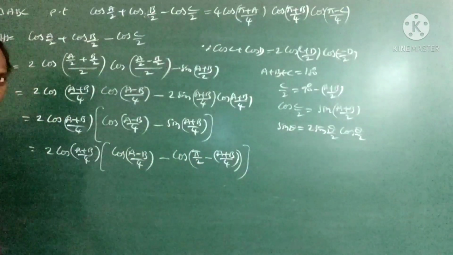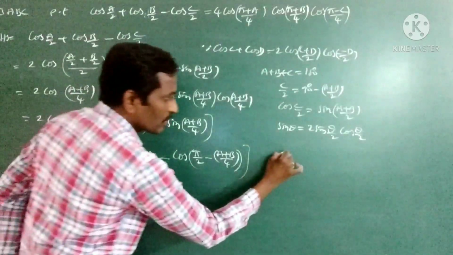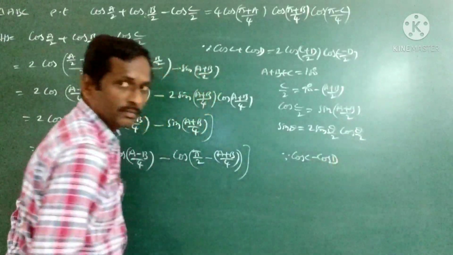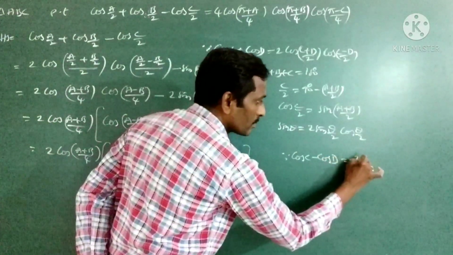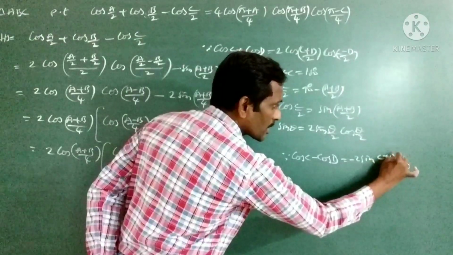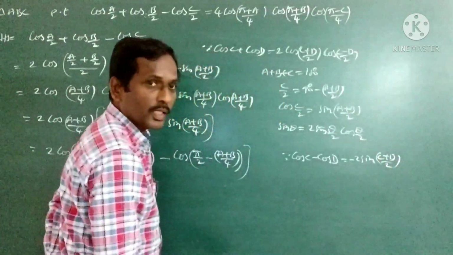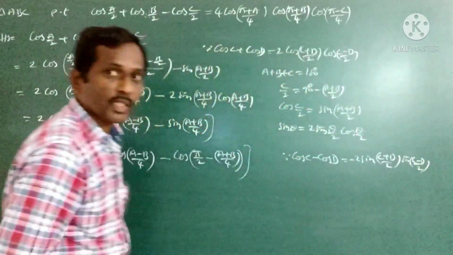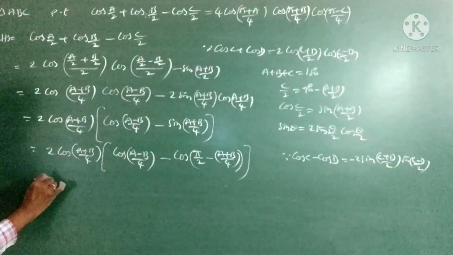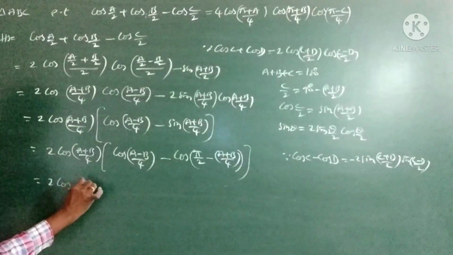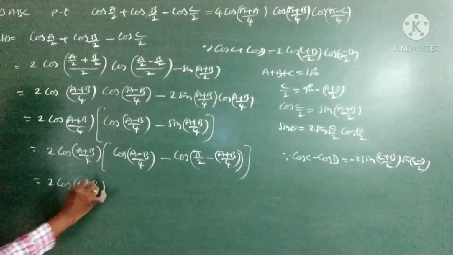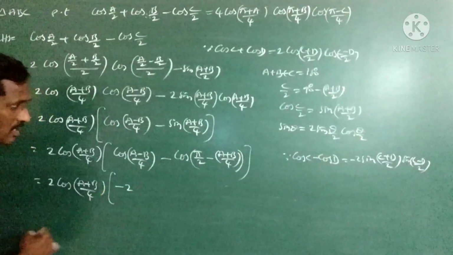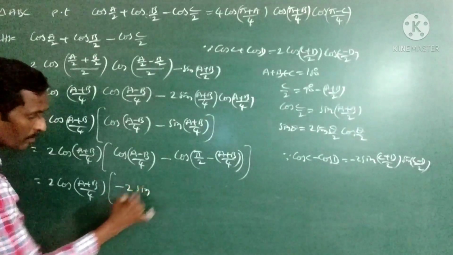Apply the CD formula again. So here minus sign is there. What is the CD formula? Cos C minus cos D formula. Minus 2 sin C plus D by 2 into sin function C minus D by 2 is the formula. Write the formula. 2 times cos function A plus B by 4 into this function result minus 2 sin function.